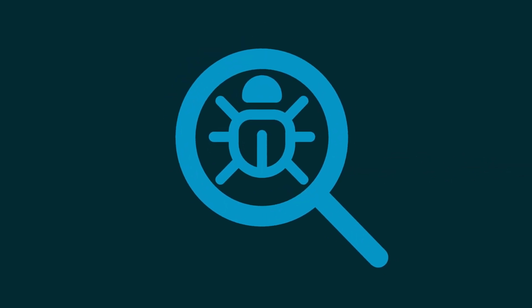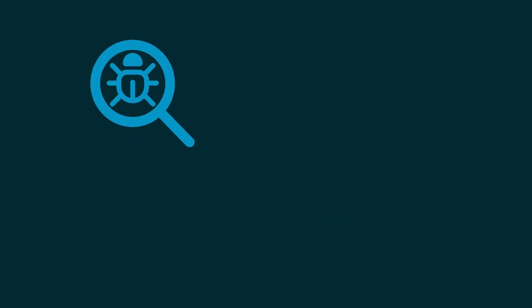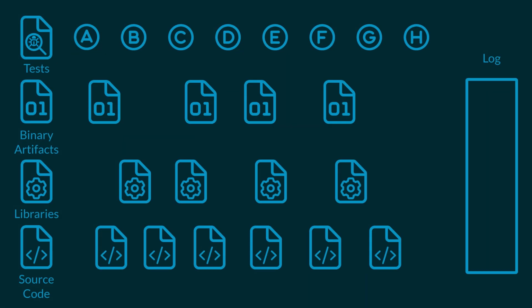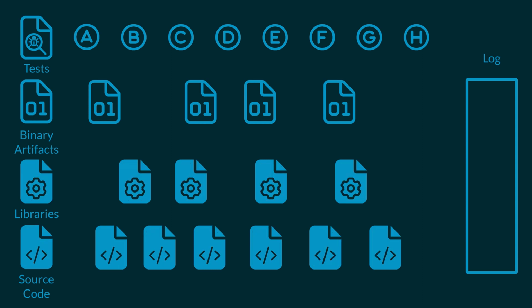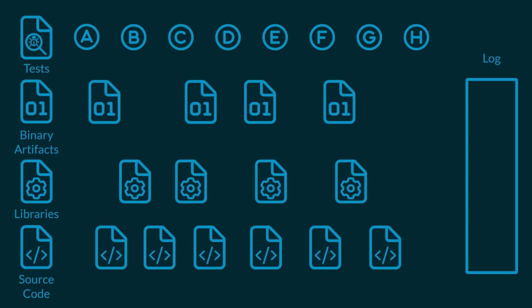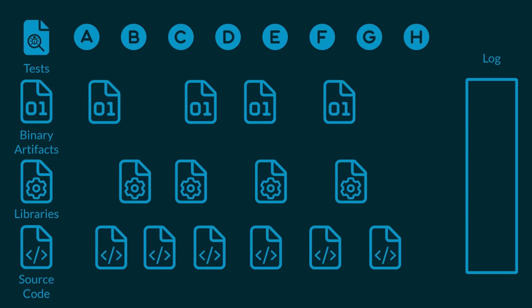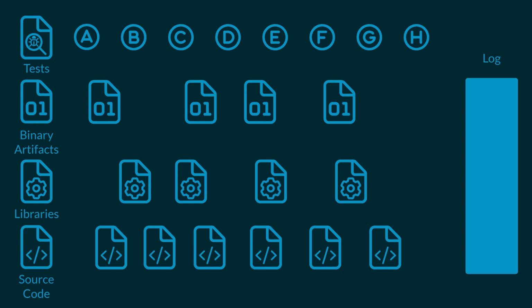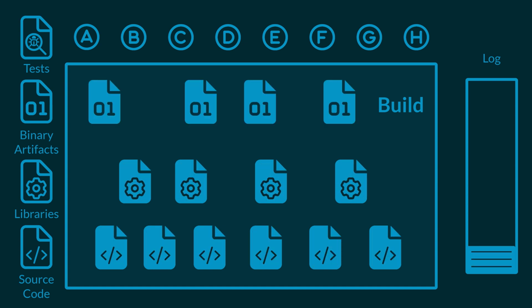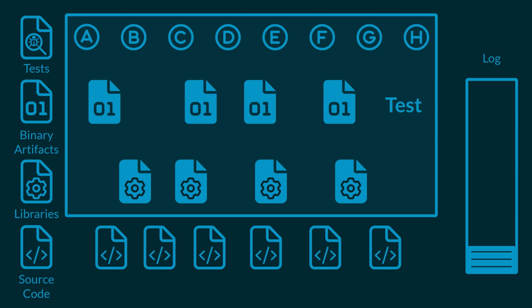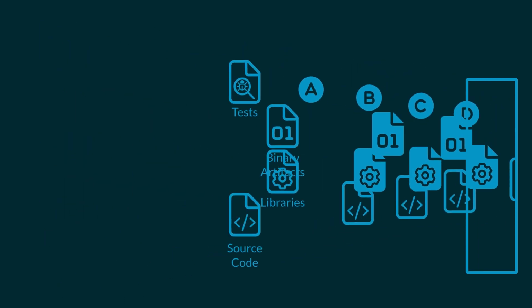Testing, as we all know, is a crucial part of the software development process. As we talk about aspects of build performance, we'll use this diagram. We have our source code and the libraries we need to compile it into binary artifacts. We also have test cases that tell us if our code worked. The log tells us what happened during the build and test cycle. In the build phase, we use the source code and libraries to create binary artifacts. In the test phase, we take those artifacts and libraries with our test cases to see if everything works.